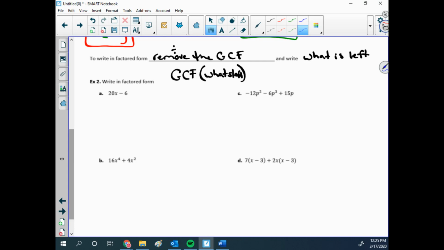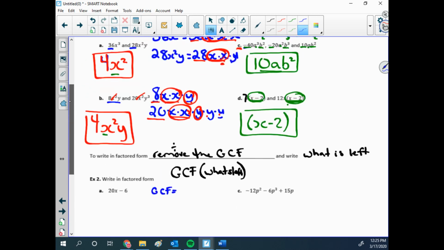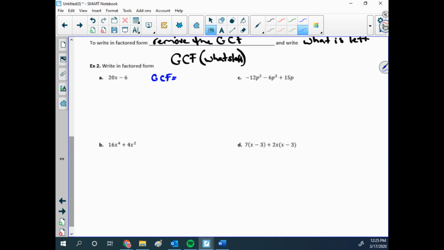So when I start looking at example number 2, it just says write in factored form. Sometimes the question will just say factor. And they say 20x minus 6. So what I do for myself is to the side, I'm just going to identify, as we did above, what the greatest common factor is. Now I have a polynomial that's terms written together. I'm just still going to look at them individually. Between 20x and negative 6, well, what's the greatest common factor between 20x and negative 6?